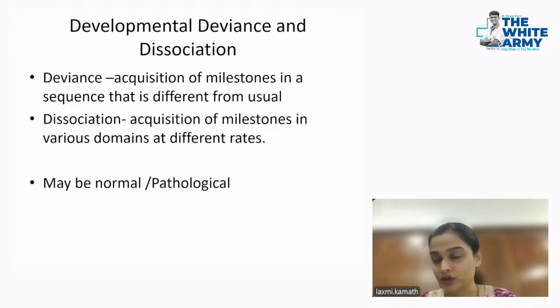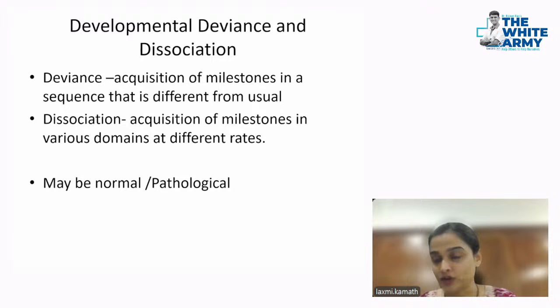For example, generally a child, once it gets neck control, will sit on its own, and once sitting is achieved, the child will start crawling and then stand. In a few babies, it can so happen that from sitting, it can directly go to a standing position. The crawling and creeping can get skipped. This is called deviance. It can be normal, it can even sometimes be a pathological finding.